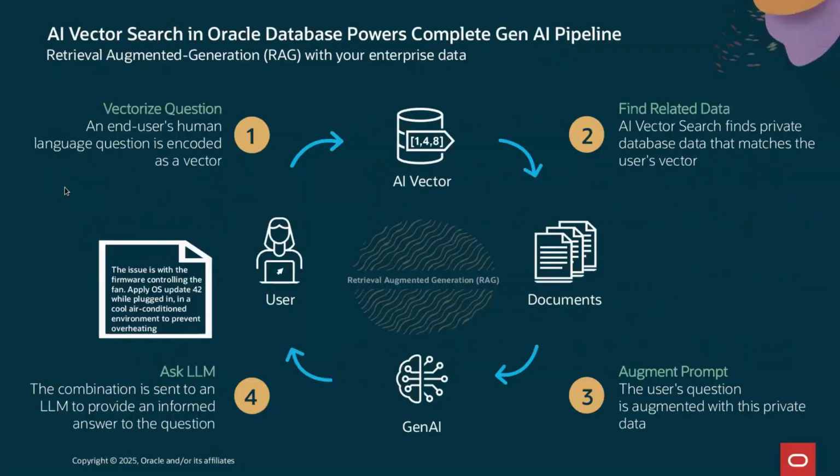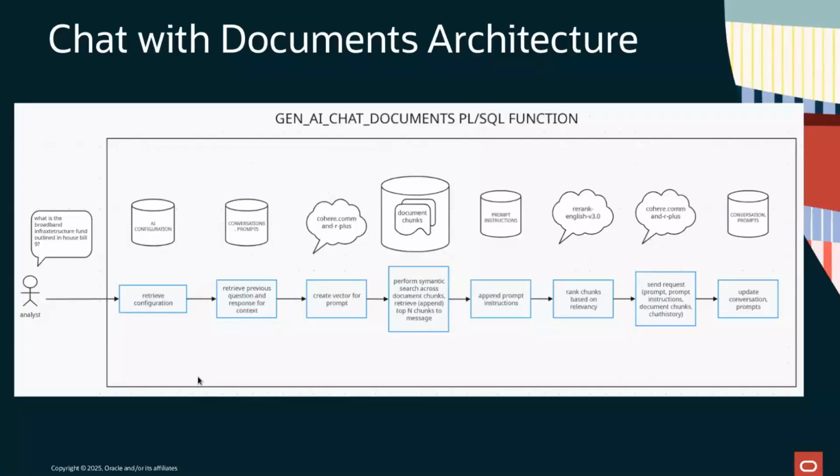Here's a pipeline using vector search. You vectorize the user question. You find related data. You compare the vector of the question with the vectors in the text chunks of the documents. You augment the prompt, and then you send that to the language model. This is a more detailed breakdown of that pipeline as implemented in a PL/SQL function.